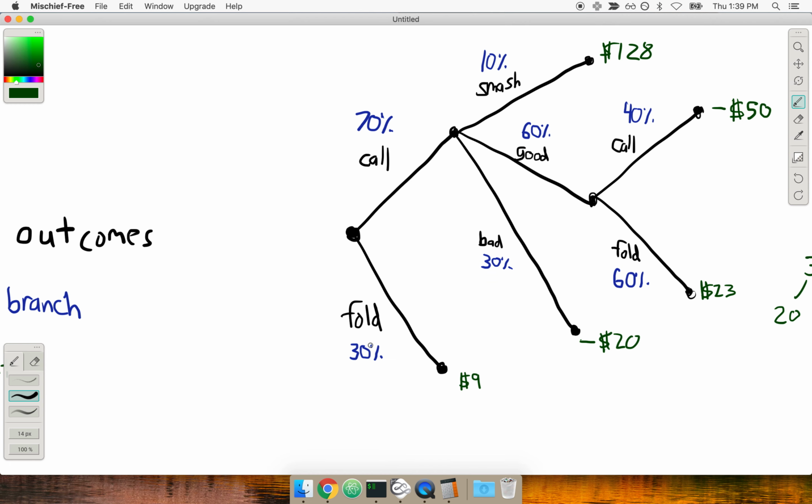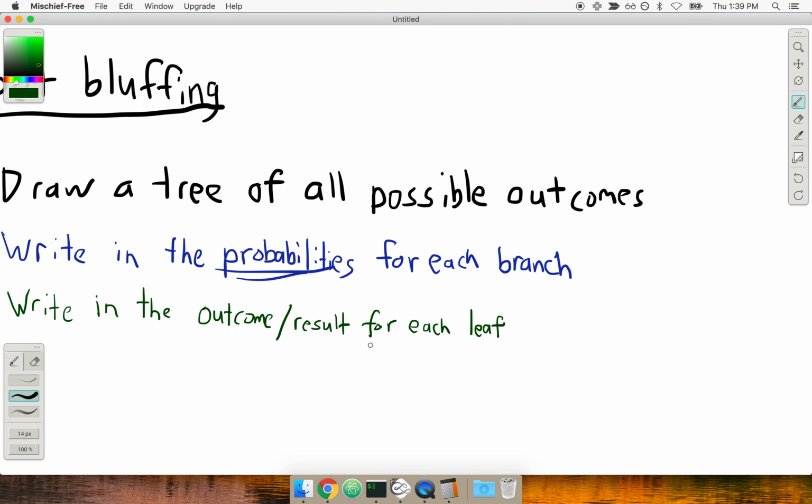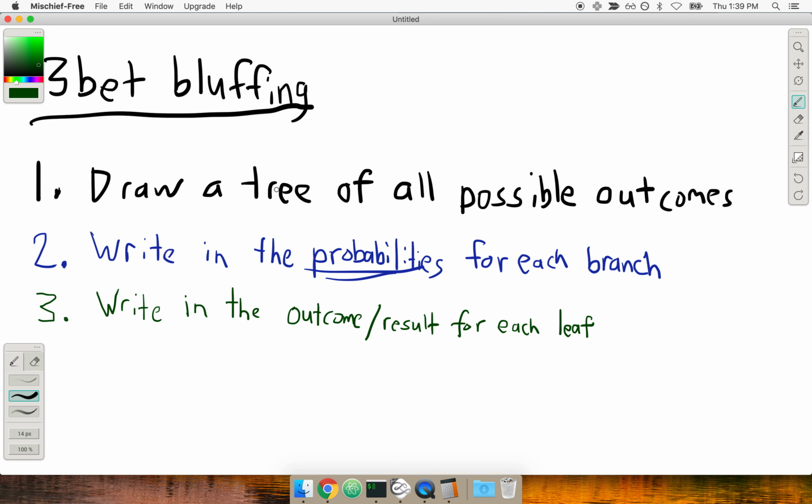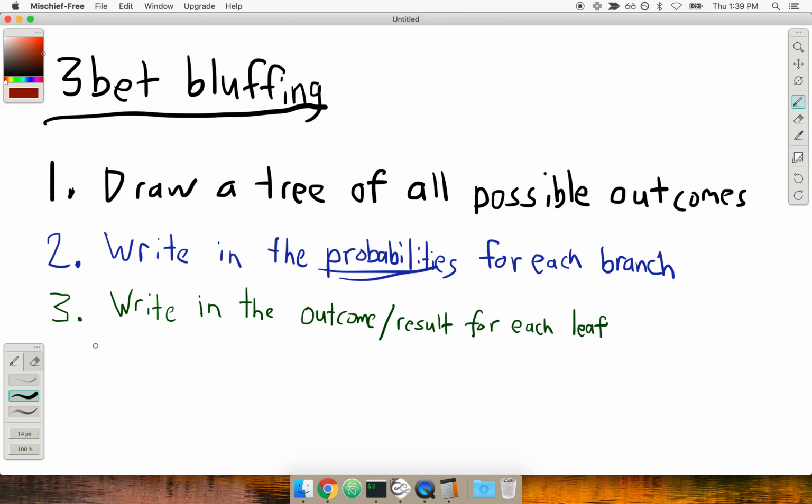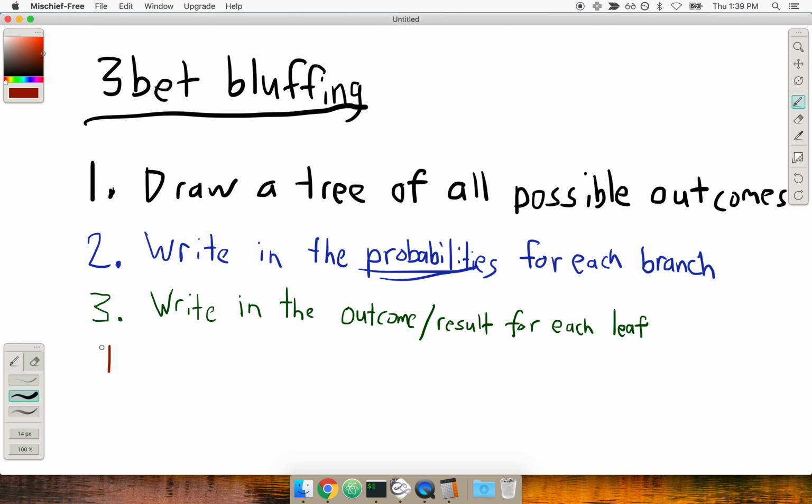And this was step 3. So we drew our tree of all the possible outcomes. We wrote in the probabilities for each branch. Then we wrote what the outcome/result is for each leaf. And now let's move on to step 4. I'm gonna make this in like a red color. So step 4, I'm just gonna call this step math. I mean, everything we're doing here is math, but you'll see what I mean.